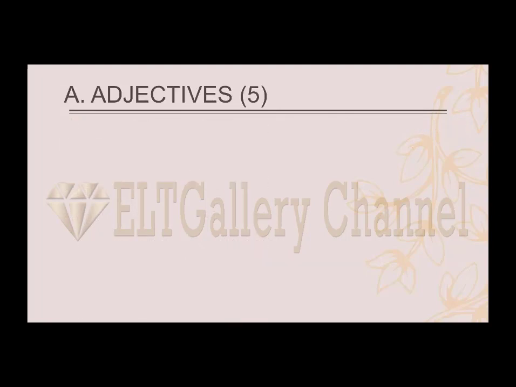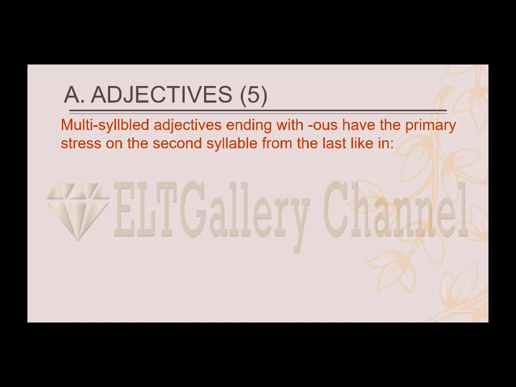Now let's continue with the next kind of adjectives. Here we have the -us adjectives. Multi-syllable adjectives ending with -us have the primary stress on the second syllable from the last, like in anonymous, continuous, delicious, homogeneous.